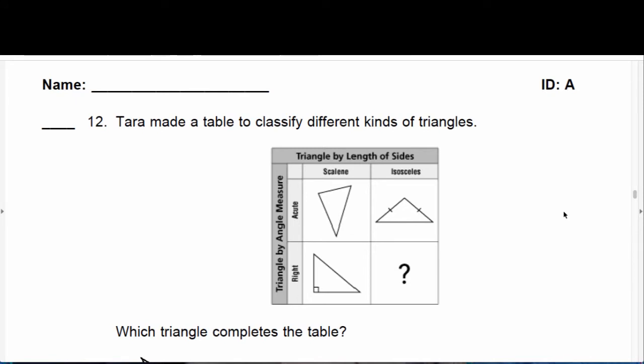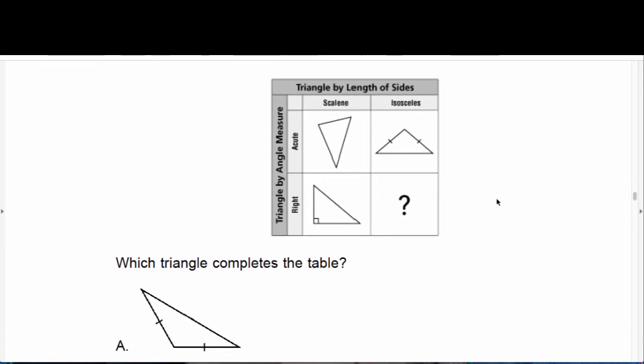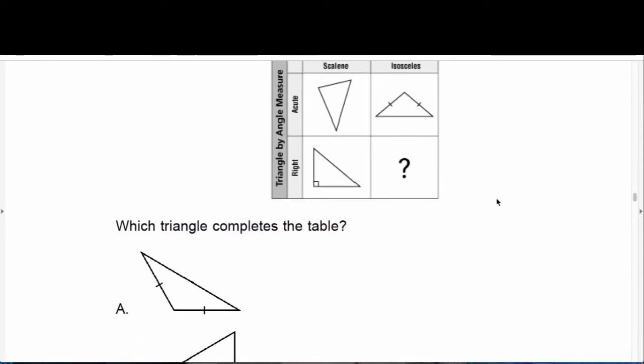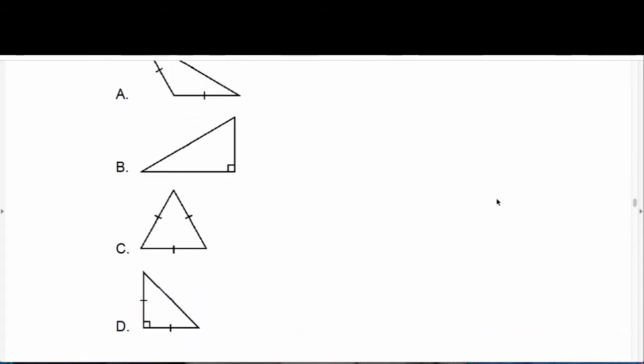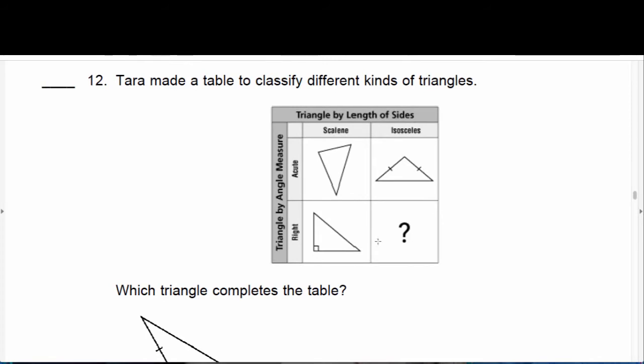Question 12. Tara made a table to classify different kinds of triangles. There's triangle by length, triangle by measure. We have right, acute, scalene, isosceles. Which triangle completes the table? Triangle A, triangle B, triangle C, or triangle D? Which picture fits right here?